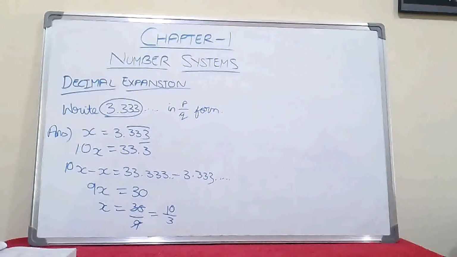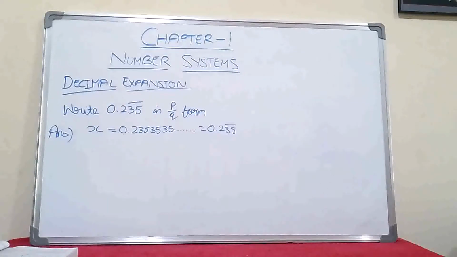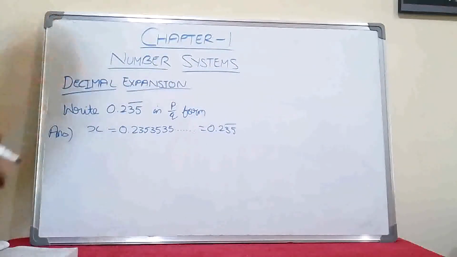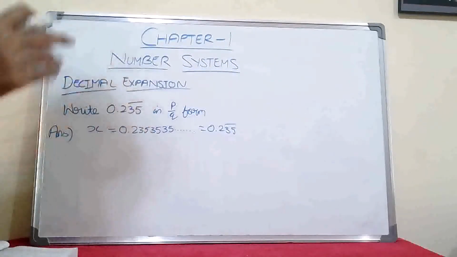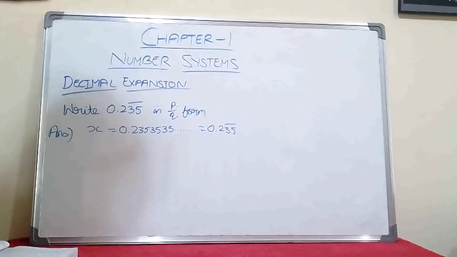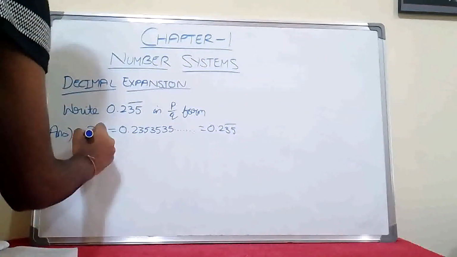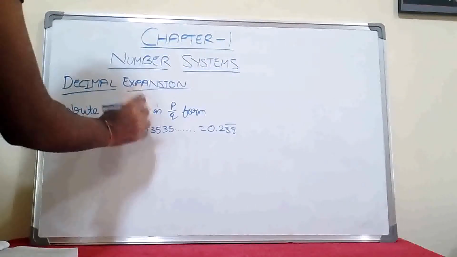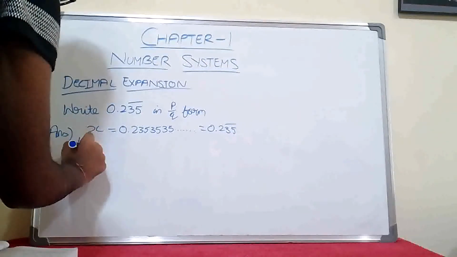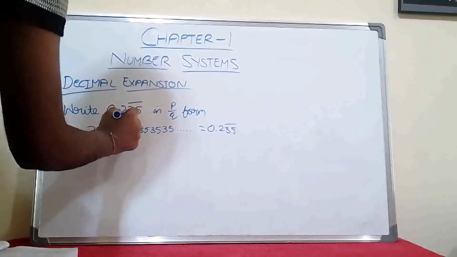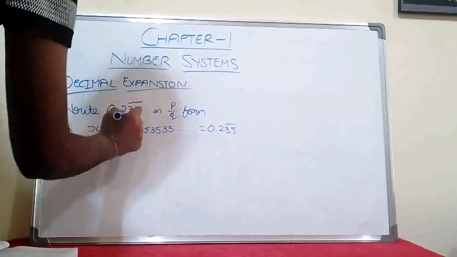Now let's take another example. Here the number is 0.235 bar. The bar is on 3 and 5, which means only 3 and 5 are going to repeat itself, not 2. So here there's a different twist. We take x to be the number given, and now this time we multiply it with 100. Why 100? Because there are 2 repeating digits, so we have to move this decimal 2 places.